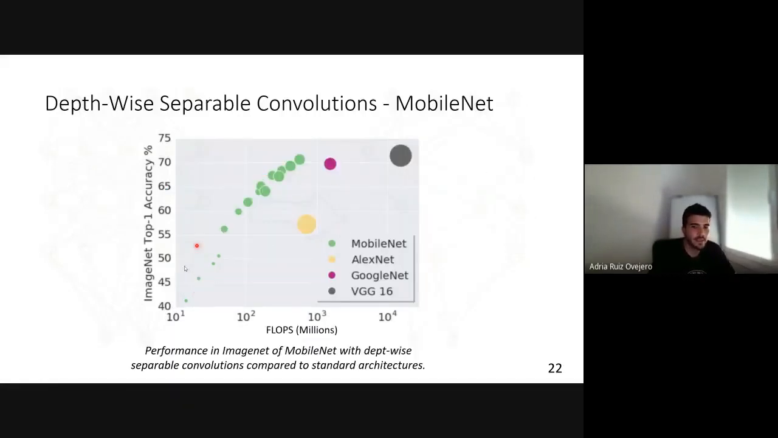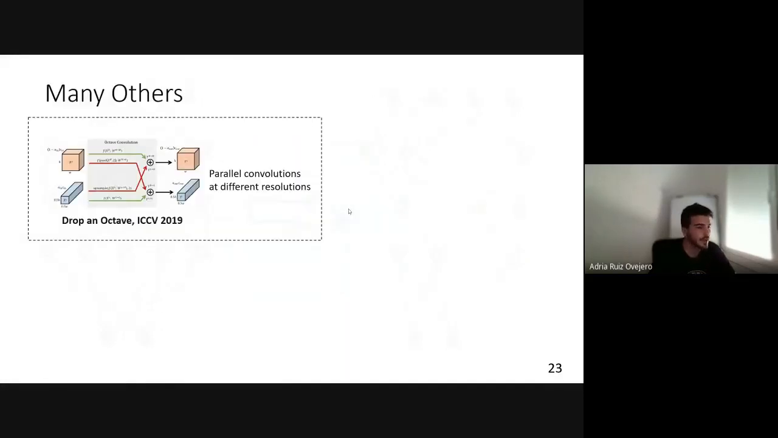Here is a graph showing MobileNet version 1, which is quite an old architecture, since now you have MobileNet version 3, which is much more efficient. But already in MobileNet version 1, using this idea of depth-wise separable convolution, they were able to get much better accuracy-efficiency trade-offs than other standard architectures like AlexNet, GoogleNet or VGG that were standard at the time MobileNet was published.